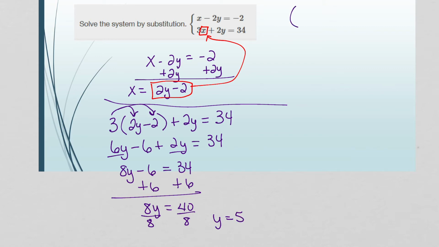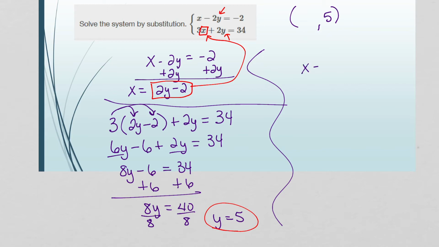So we've got our y is 5, okay? Now, we need to find our x though, right? So let's take this 5 and let's put it in for y, either there or there. It doesn't matter. I think the top one looks like the easiest one. So x minus 10 equals -2. Add 10. X is equal to 8.